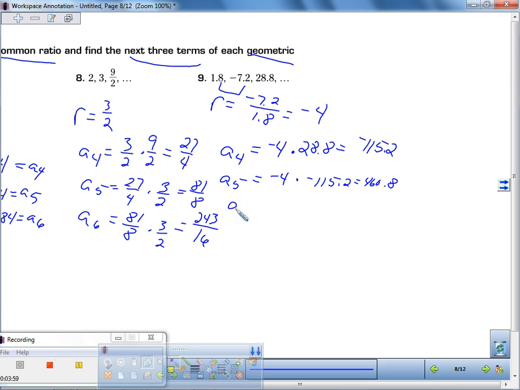And then a sub 6 will be negative 4, because again this is our common ratio. We're multiplying by negative 4 each time to come up with the next term in the sequence. Multiply those together and we get negative 1843.2. So to come up with the common ratio, we take any two terms in sequence and we divide them, and we come up with our common ratio, and then we multiply that number times the previous number to get the next number in the sequence.